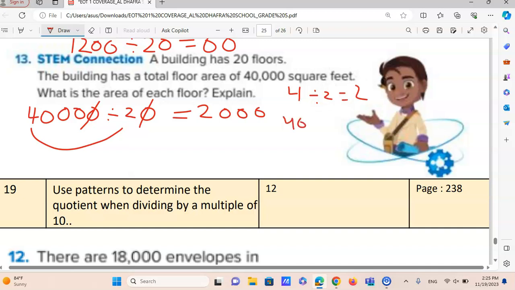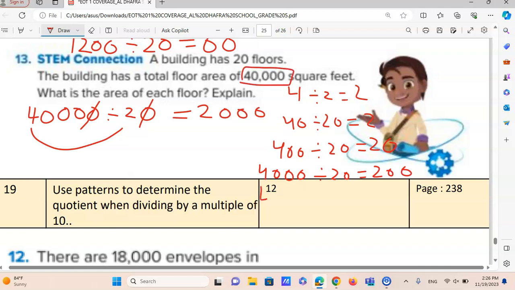We add 0 to both sides, equals 2. We add 0 to one side because the divisor is only 20, divided by 20 equals 20. Then I add more 0, 4,000 divided by 20 equals 200. I didn't reach 40,000. I need to reach 40,000. So I add 1 more 0. 40,000 divided by 20 equals 2,000.